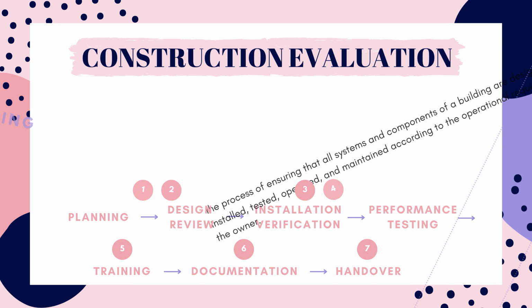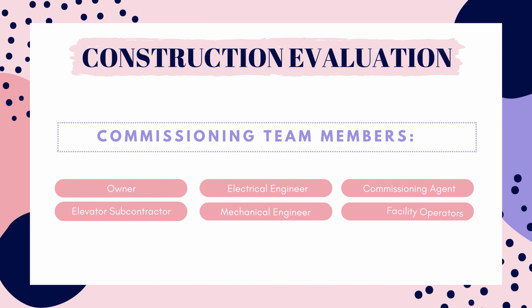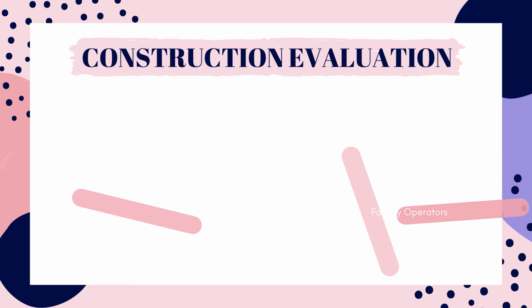So, who's involved in all of this? Of course, the commissioning agent is involved. They're the ones who will be running the tests. They're typically a third party hired by the owner. Any type of systems engineer, like our electrical and mechanical engineers, would be involved as well. If the project has an elevator, that subcontractor will be involved to ensure the elevator system is operating as intended. And finally, the owner and the facility operators.